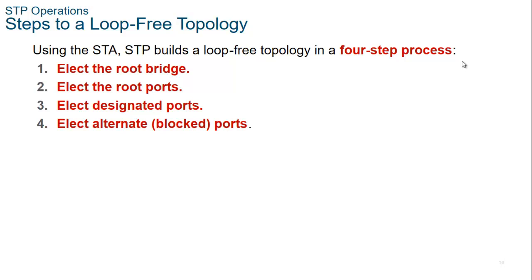Firstly, all the switches will elect the root bridge. And then, after the root bridge is elected, they will elect root ports on each switch, and also designated ports, and finally, alternate or blocked ports. So these ports are very important in how they play a role within STP.